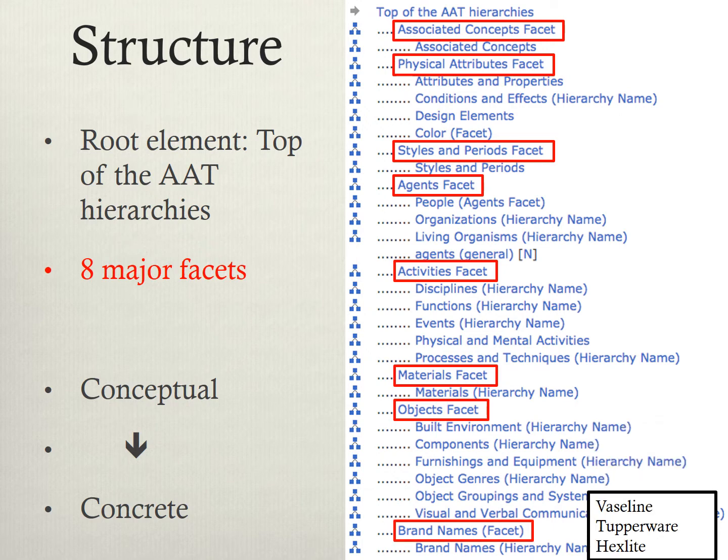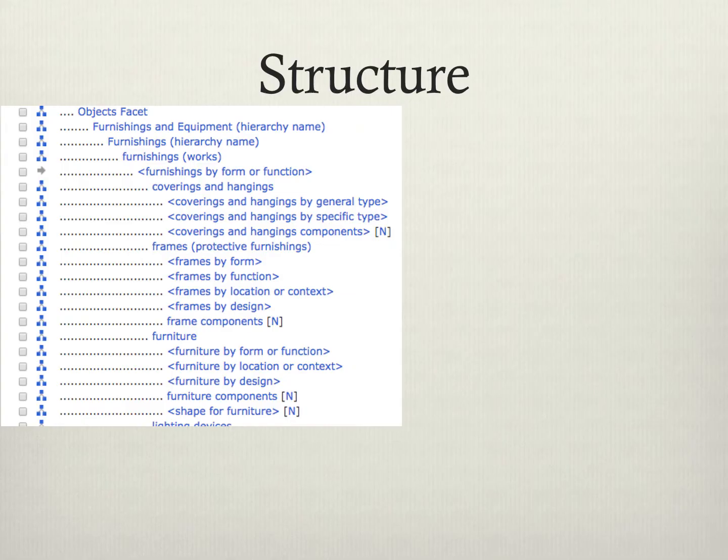And then the last facet is called brand names. This was added rather recently, and this is here for materials or processes that do not have a generic name. So it can be especially useful for those using particular products during preservation or repair, etc., and for which there is no generic term. We have some examples of Vaseline, Tupperware, and Hexlite. So that one was added more recently.